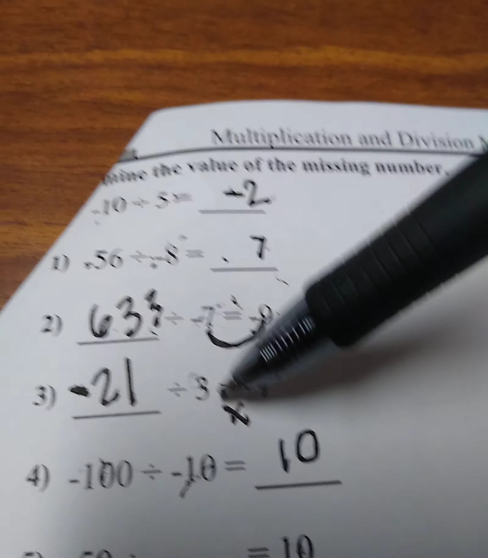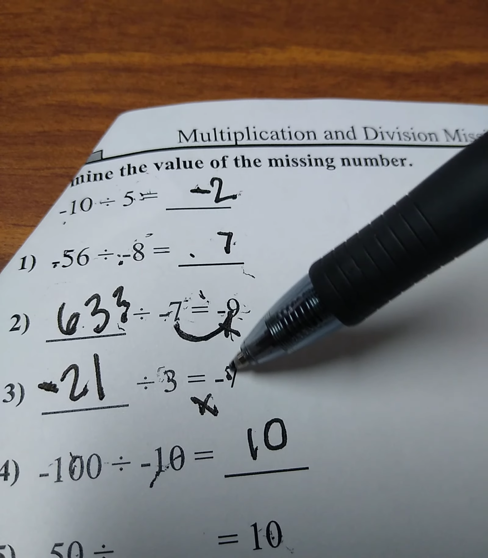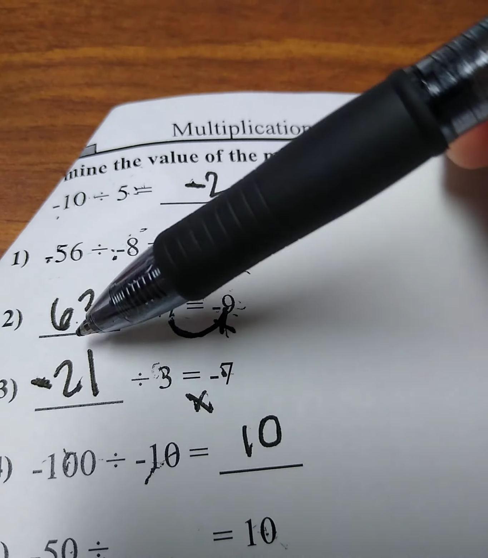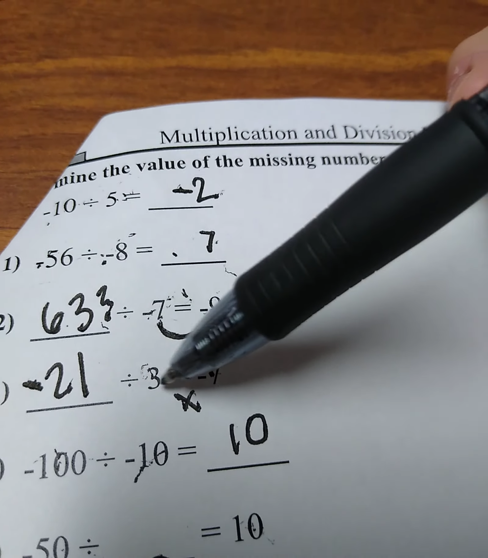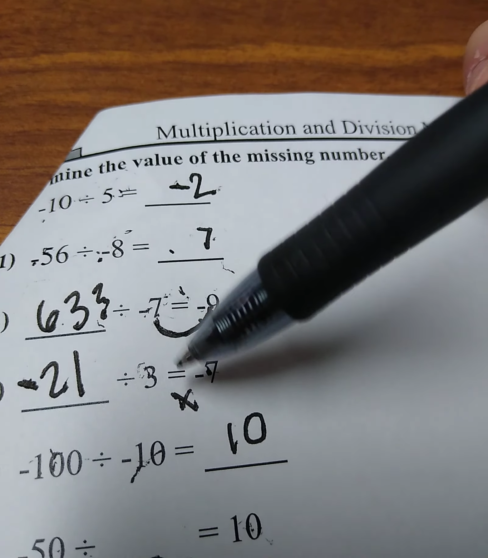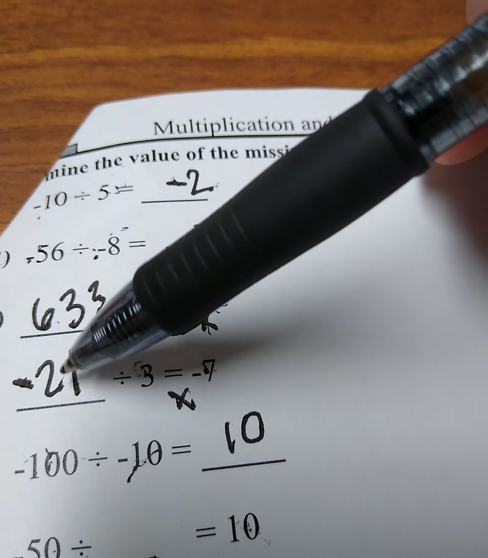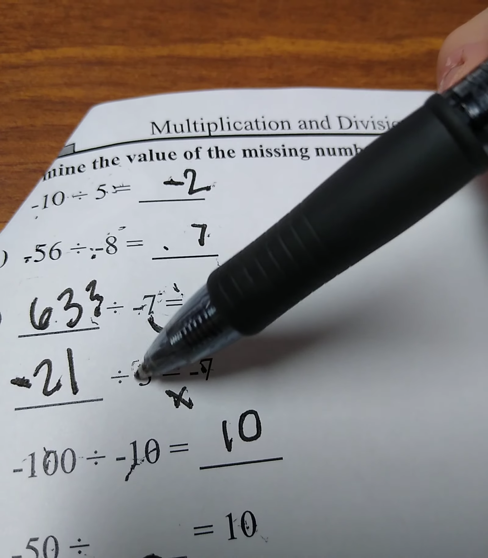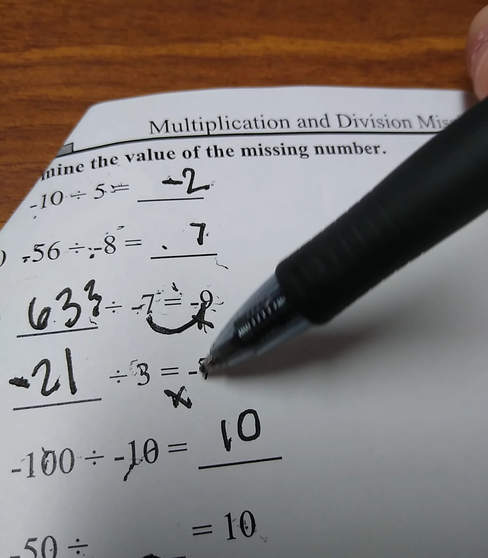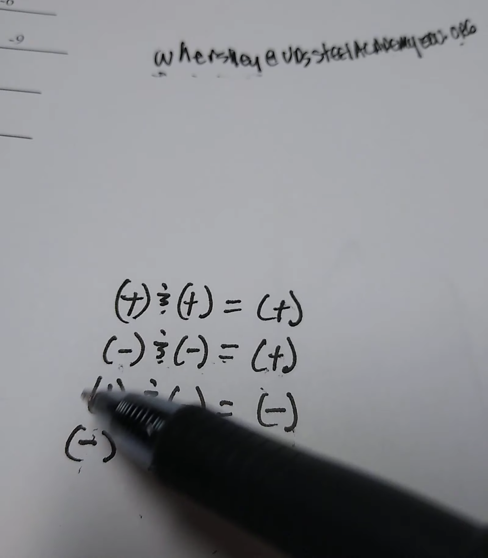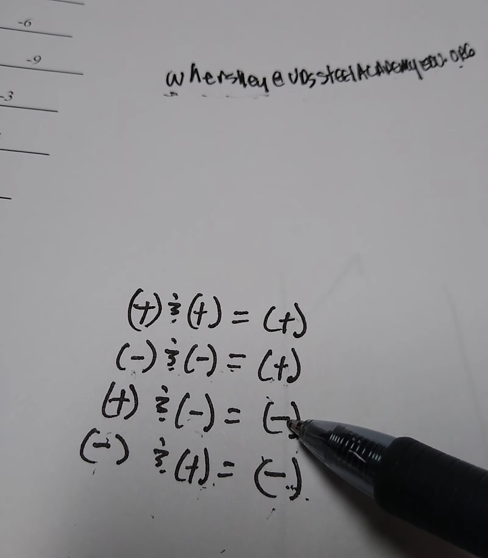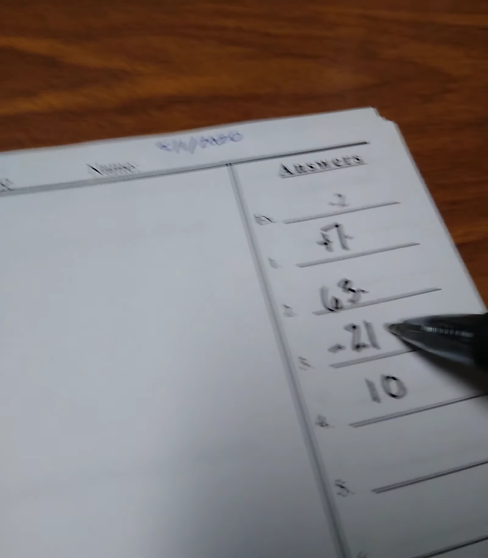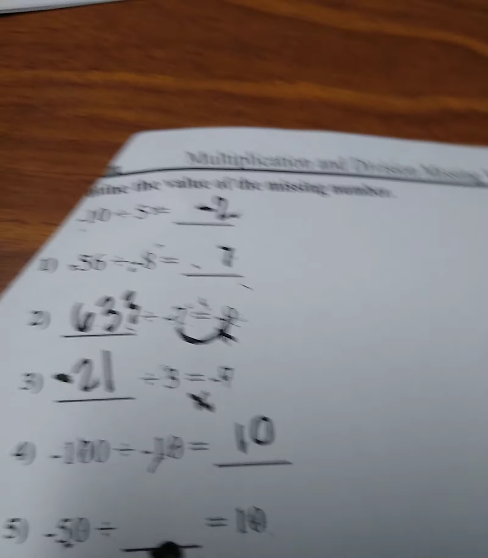Okay, same with number 3 here. So you have question mark divided by 3 equals negative 7. You're multiplying. 7 times 3 is 21. Positive, because there's no sign, and a negative. We know positive and a negative equals negative. So negative 21 is our answer, okay?